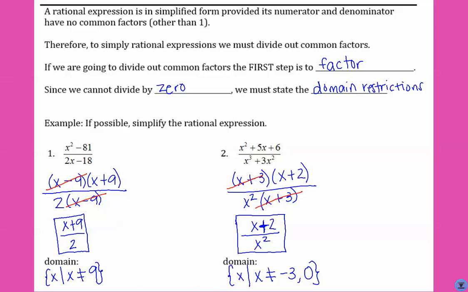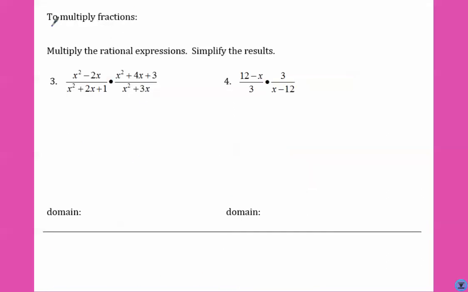All right, now we're going to move on to multiplying. To multiply fractions, you're going to first factor, then you're going to do the domain, then you're going to cancel factors that match, and then we're going to simplify.